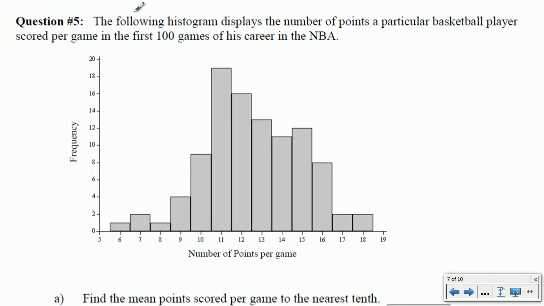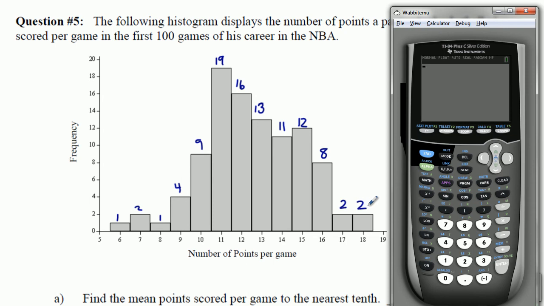In question number 5, we're given a histogram, and it displays the number of points a particular basketball player scored per game in the first 100 games of his career in the NBA. So the number of times he scored 6 points per game was once. The number of times he scored 7 points per game was twice, and so on. So then 9 happened 4 times, 10 points happened 9 times, 8, 2, and 2.